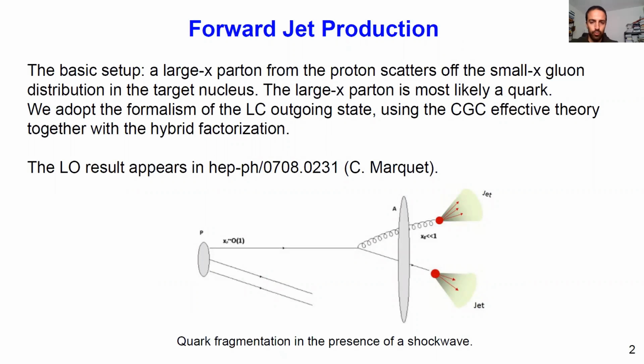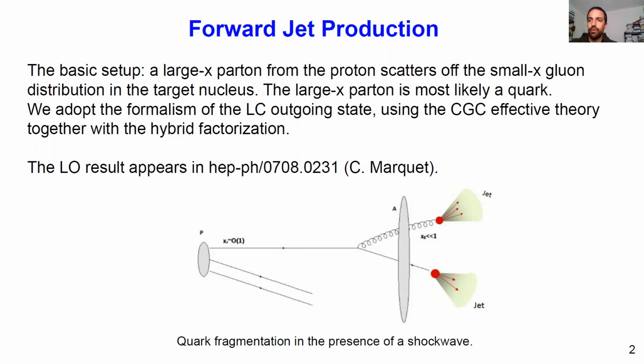So the basic setup that we are trying to explore is shown in the bottom of the slide. We have a proton colliding with a nucleus, and two jets are generated in this process. The result for the cross-section was computed by Cyril Marquet around 10 years ago. And we were interested to find the NLO correction for this.